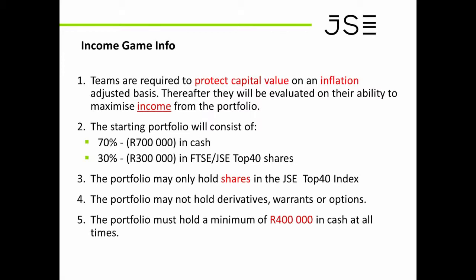The portfolio may only hold the top 40 companies, and there are no derivatives, warrants, or options that you can own. So it's only the top 40 companies. There is a list on the website that you can get. The portfolio must hold a minimum of 400 in cash at all times.